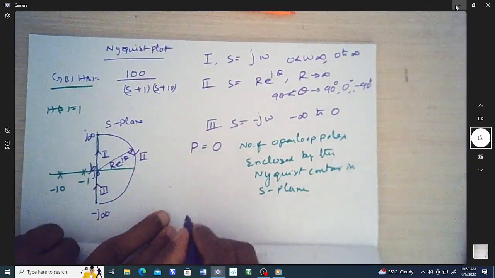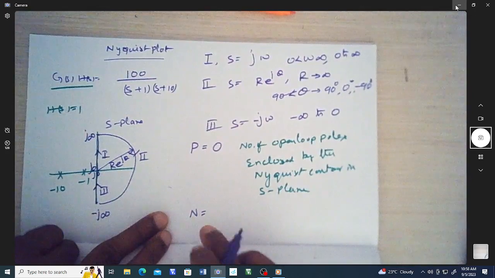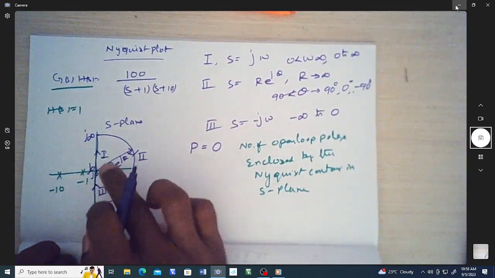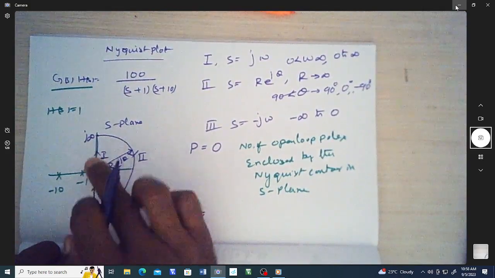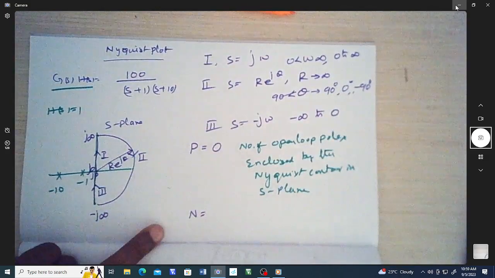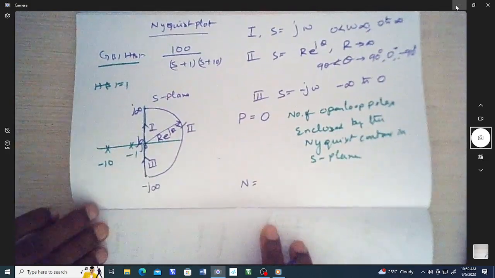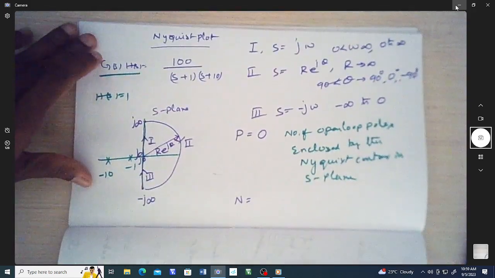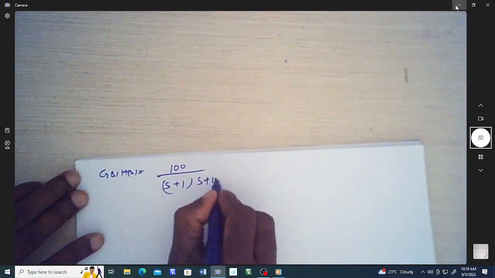Next we need to find the value of N. Now this N value is obtained by mapping each and every point of this Nyquist contour in the S plane to the GH plane. So to do that, let us take the expression G(s) into H(s) is equal to 100 by (s plus 1) into (s plus 10).